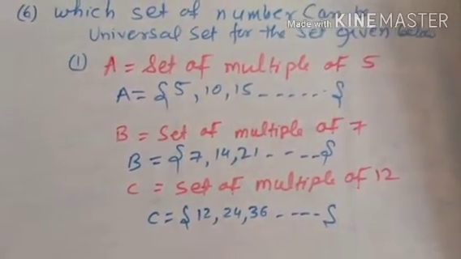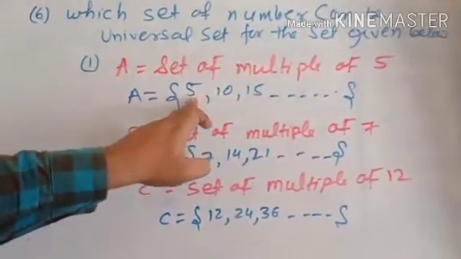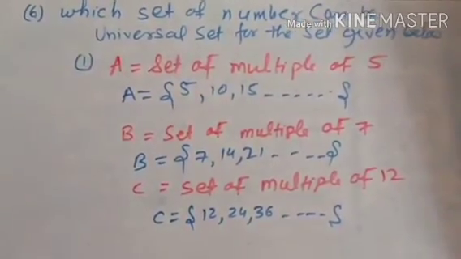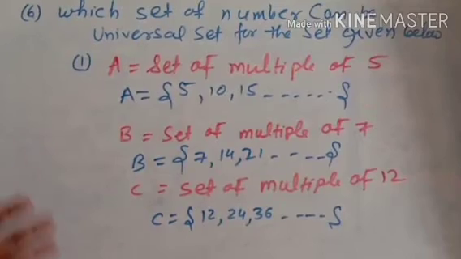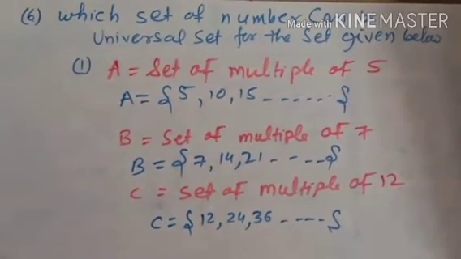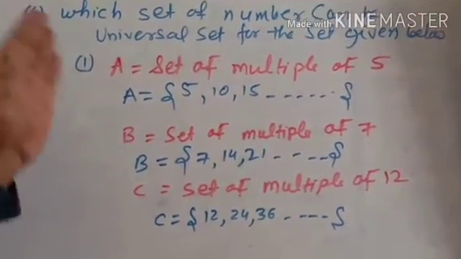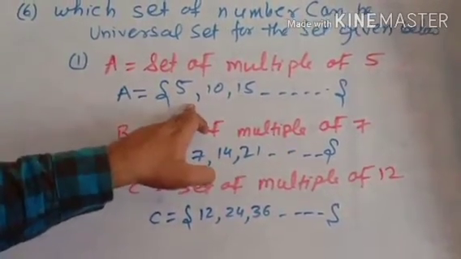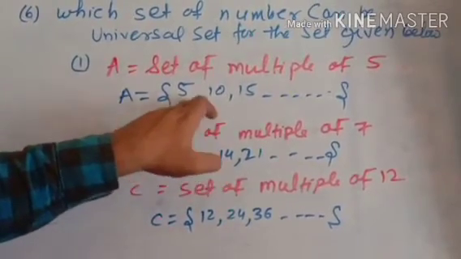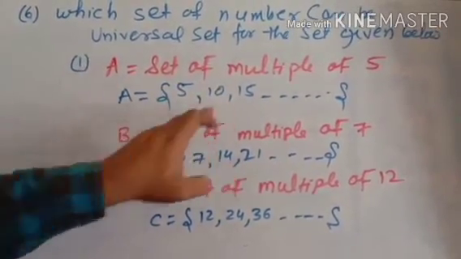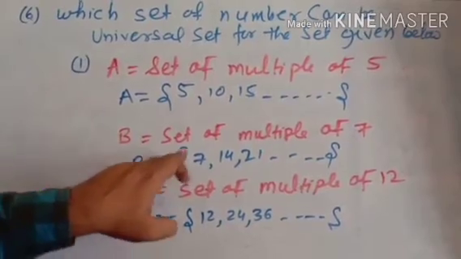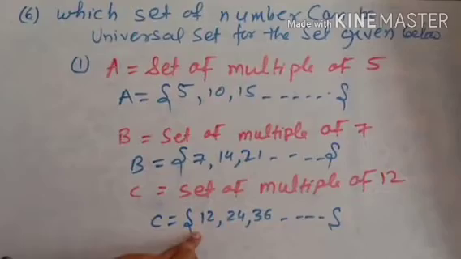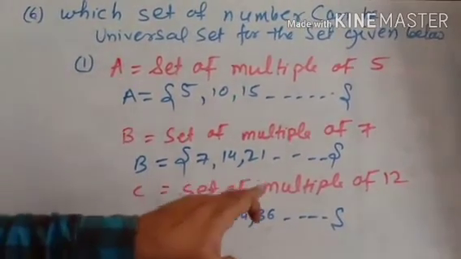Yes. A is 5, 10, 15. 5, 10, 15 come under what? Natural numbers. 5, 10, 15 are natural numbers. 5, 10, 15 also come under whole numbers. 5, 10, 15 also come under integers. Therefore, A is a subset of whole numbers, natural numbers and integers. Like that, B is also a subset of natural numbers, whole numbers and integers, and C is also a subset of whole numbers, natural numbers and integers.